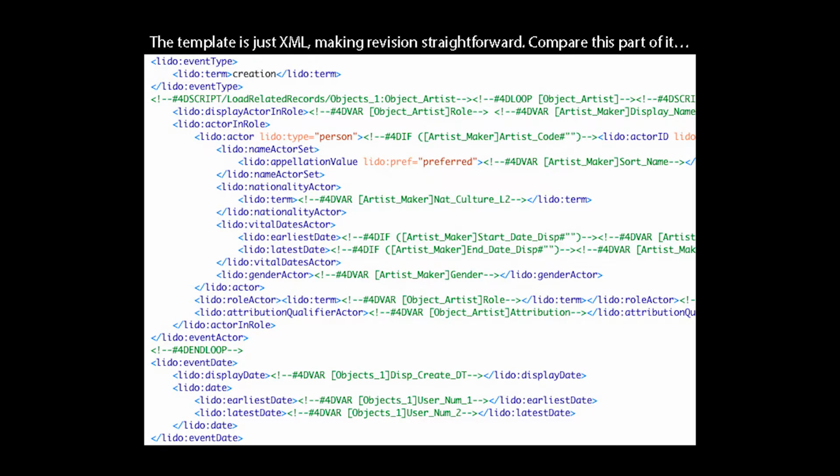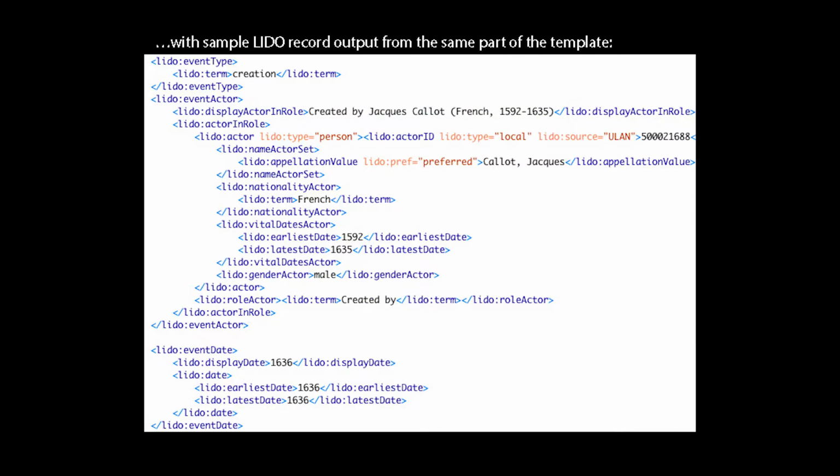Because the template is just XML, revising it is really straightforward if you are happy working with XML. So here's one part of the template, and toggling here now, here's that same part of the template after rendering. You'll see effectively all of the LIDO markup hierarchy that this is living in is just sitting there the same. There are just these calls back to the database to pull certain stuff in.